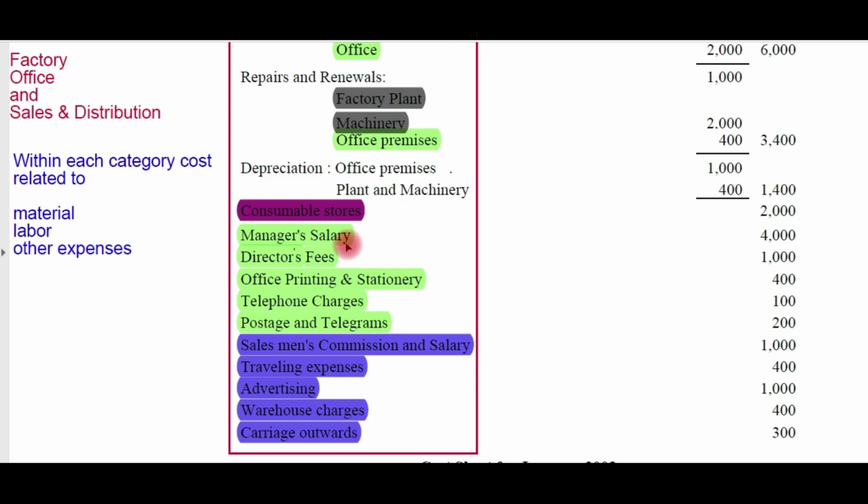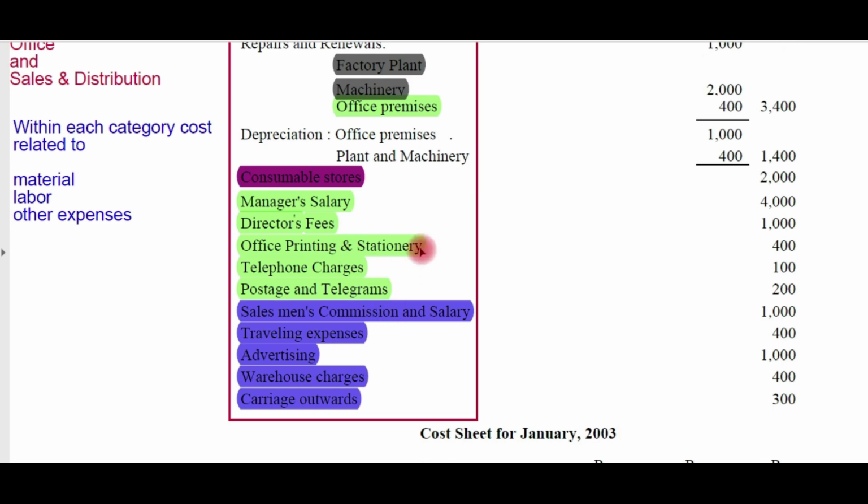So if there is an office in the manufacturing unit, and within that office clerks, managers and many other persons, peons, many people will be working, their salaries, their fees, everything comes under labor division of office. Director fees, again labor pertaining to office, and office printing and stationery. This also pertains to materials within the office.